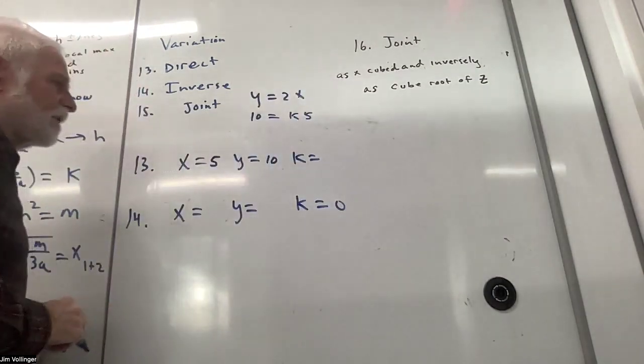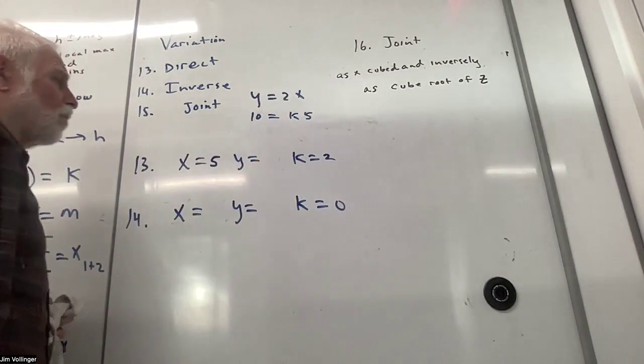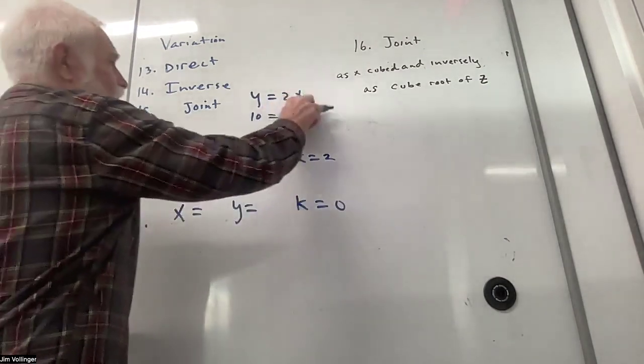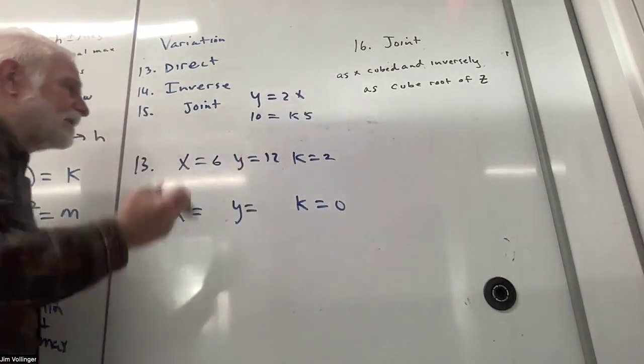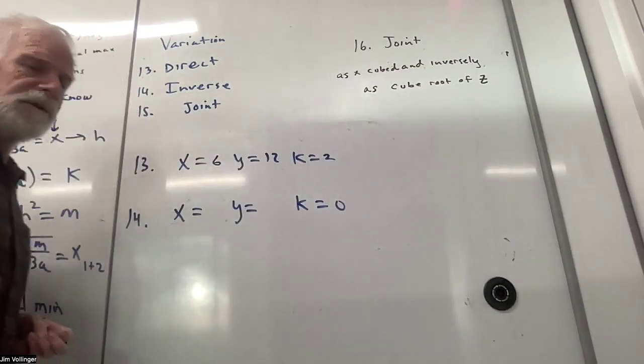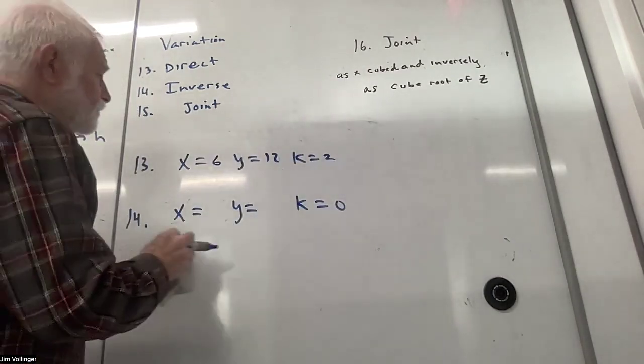So let's just change, we now know K is 2. Let's say we don't know what Y is, but X is 6. Okay, I think 2 times 6 is 12. That's the kind of work we're doing here. And the only way you can get that wrong is if you're not doing any homework or any work in class.